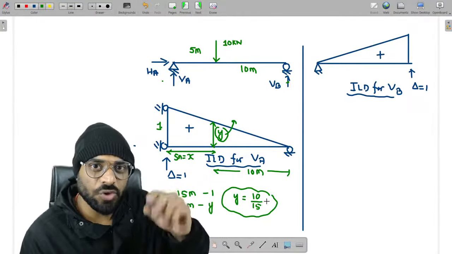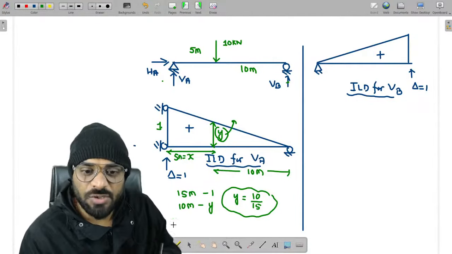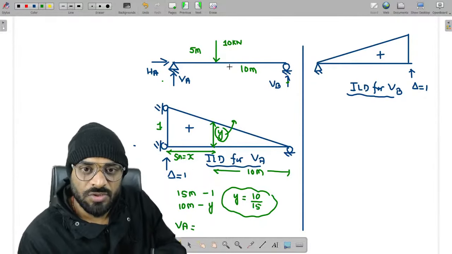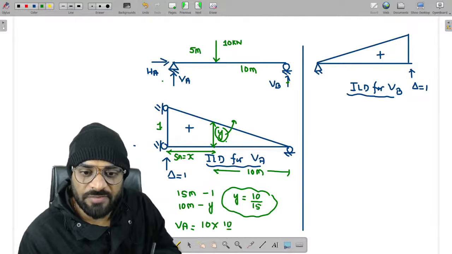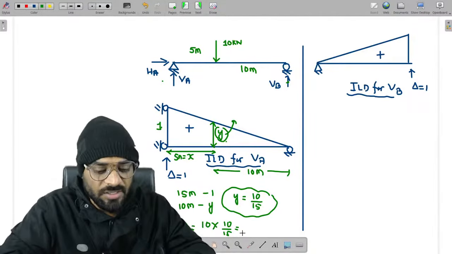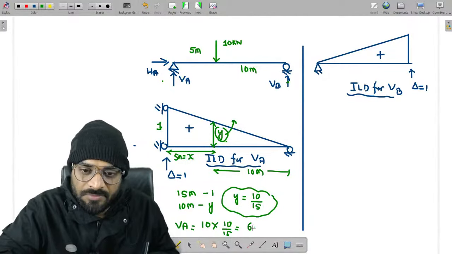So guys, due to a unit load, if this much amount of reaction is there, if you have a 10 kilonewton load, then what should be the reaction? The reaction is equal to load into ordinate. So 10 into 10 divided by 15, you will get your answer. In this way you can calculate, and now you are able to understand the significance of it.